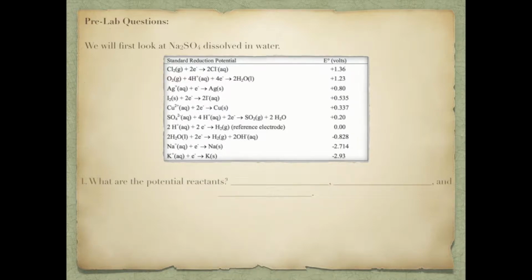So what are the potential reactants? Well, if I'm dissolving sodium sulfate in water, that means that one reactant could simply be water, or it could be sodium ions. No, it's not just Na, it's got to be Na+, because sodium sulfate, when it dissolves in water, becomes sodium ions and sulfate ions. So those are your three potential reactants. So I'm going to figure out the reduction reactions that could occur with these three reactants and the oxidation reactions that could occur. Okay? So let's first look at potential reduction reactions.